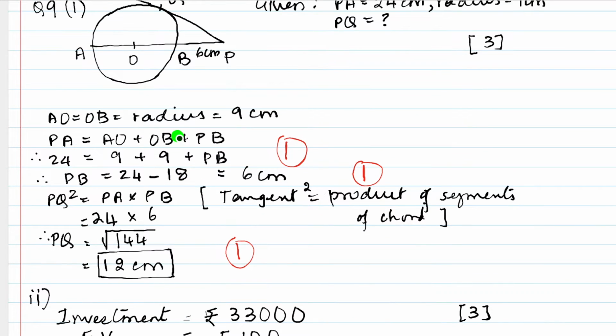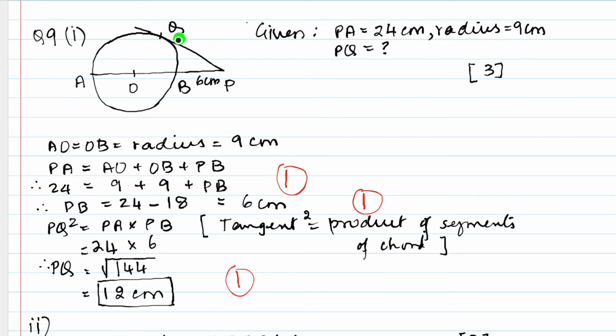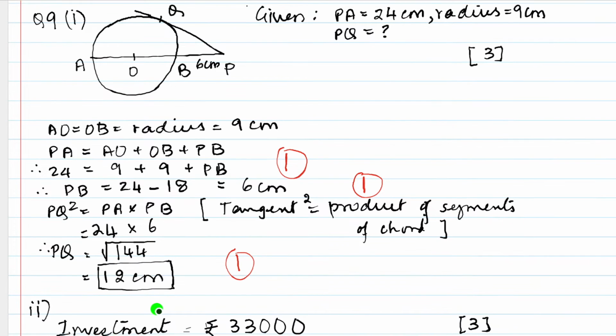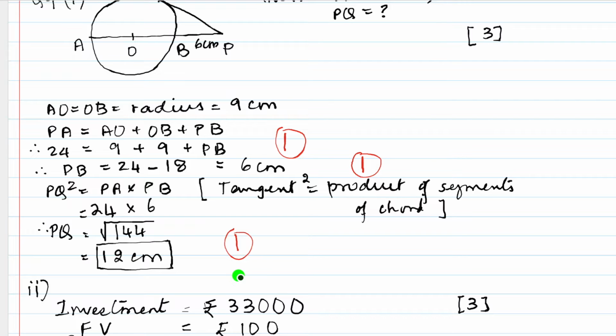Then we write PQ square. PQ square is equal to PA into PB, because tangent square is equal to product of segments of chords. Substitute the values. You will get PQ equal to square root of 144, and that is our 12 centimeters. That is our one more mark, and that is our answer.